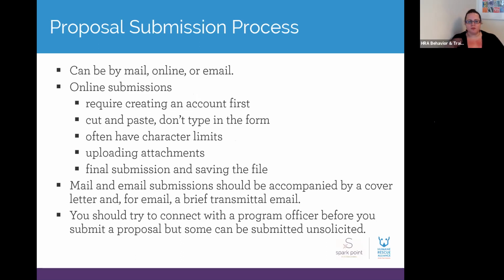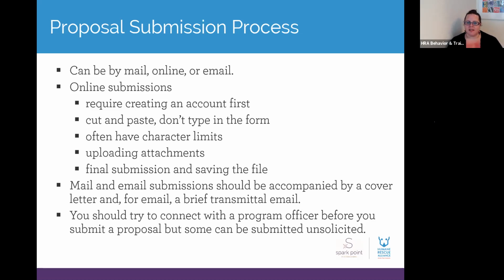Great. So once you've pulled everything together, you've written the proposal, you've polished it, it's perfect, wonderful, and you have all of your attachments, you have to actually submit the proposal. Typically, a foundation will give you guidance on how to do that. They may prefer that you mail it in. There may be an online form that you fill out, or they may ask that you send it via email.